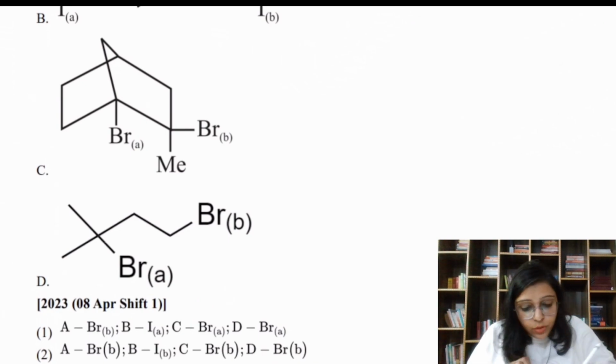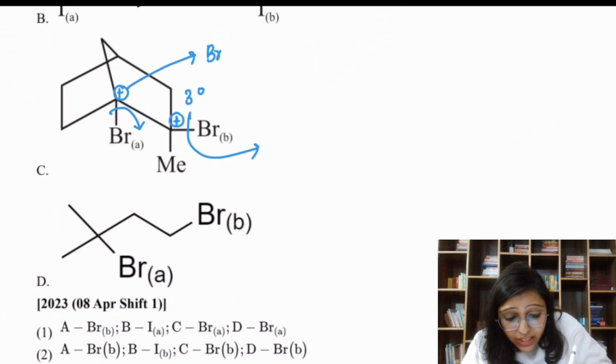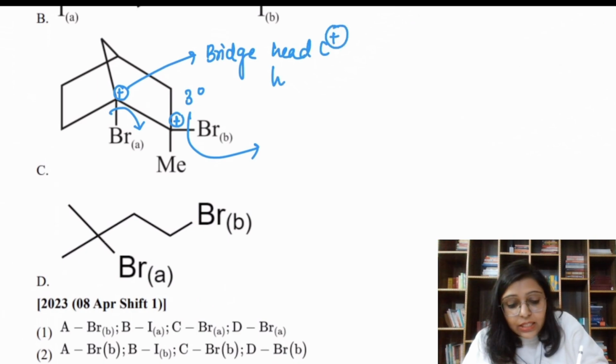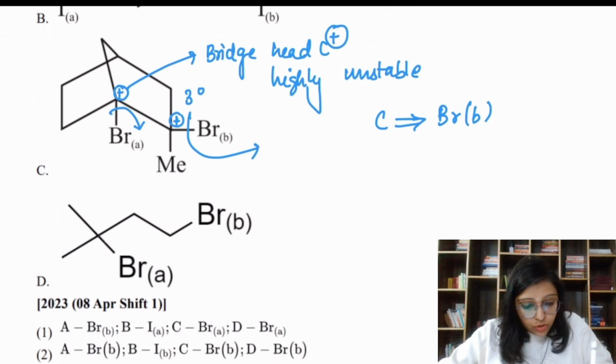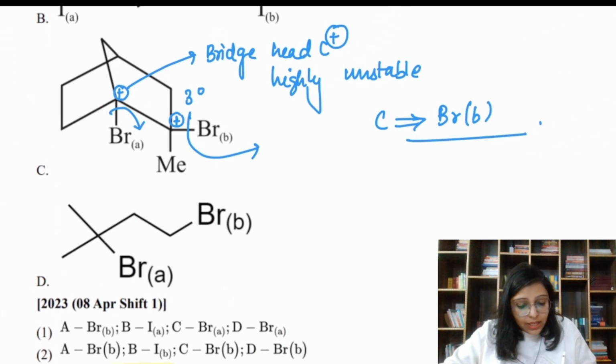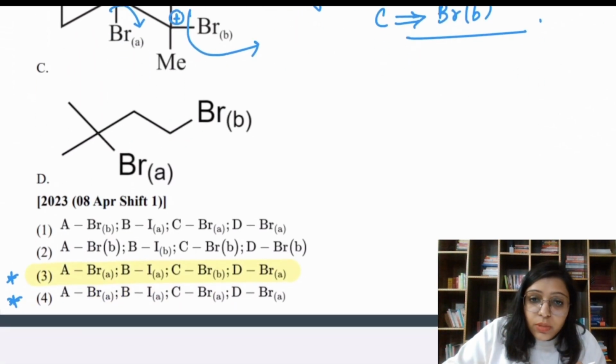So let's see C. If I remove Br from here, the positive charge is over here, which is 3 degree. And if I remove Br over here, we will have a positive charge over here, which is a bridgehead carbocation. Highly unstable. So in C, which one is more stable, where we can say SN1 can happen? B position. So on the basis of that, we can say the third option is going to be the correct answer.